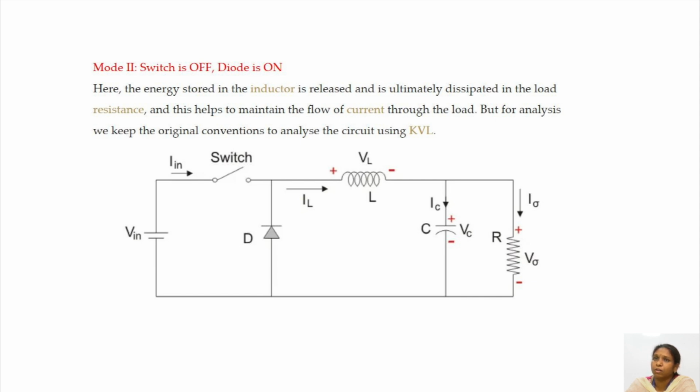So the circuit will be, the energy stored in the inductor will be released and is ultimately dissipated to the load resistor, which helps to maintain the flow of current through the load. But for the analysis, we keep the original convention to analyze the circuit using the KVL. So by applying the KVL to the circuit, Vin is equal to VL plus Vc, where the Vin is 0 now. So 0 is equal to VL plus V naught.